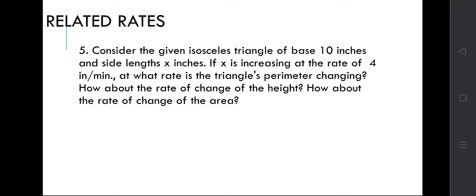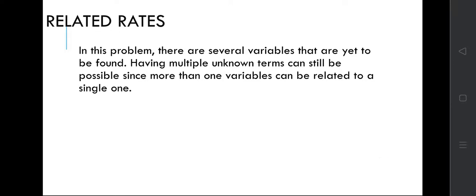So, mapapansin natin na hindi lang isang variable yung hinahanap, kundi tatlo on separate cases. So, possible to since ang isang equation, ang isang variable can be related to several other terms. In this problem, there are several variables that are yet to be found, and having multiple unknown terms can still be possible since more than one variable can be related to a single one.